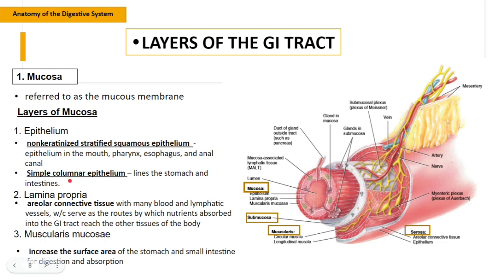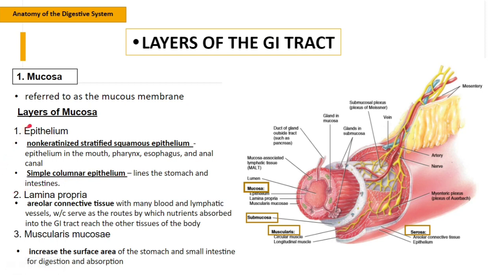Next, what is the epithelium that lines your stomach and intestine? The stomach and intestine actually has the simple columnar epithelium. I repeat, the lining of the stomach and your intestine is made out of a simple columnar epithelium.